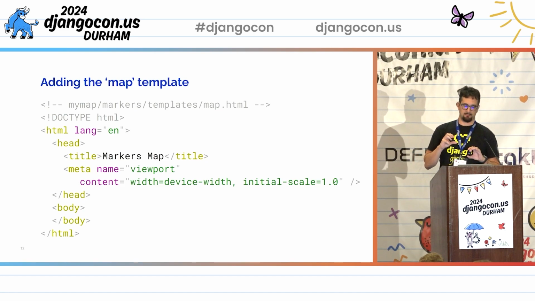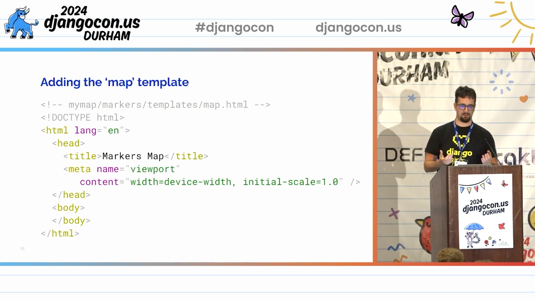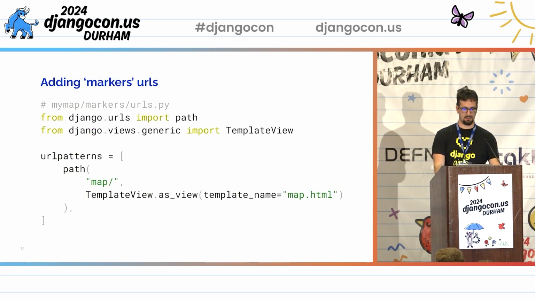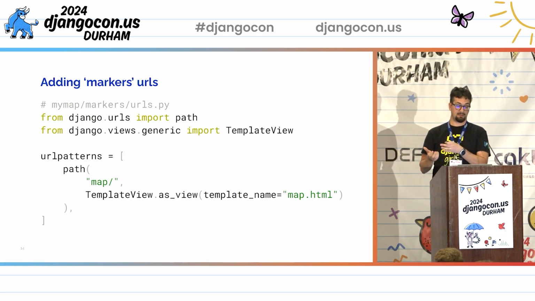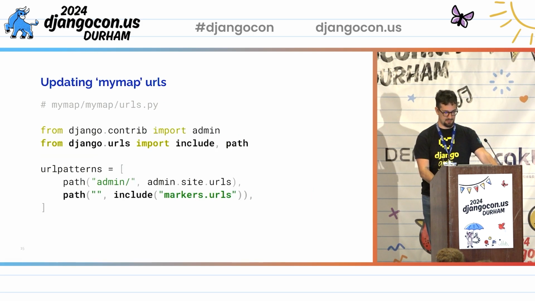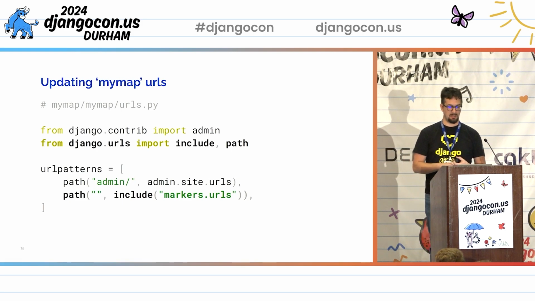We create a template file in a templates directory, and we add only the usual boilerplate, a title in the head, but an empty body content that we'll fill in a bit. To show our template, we create a new URL file in the markers app. We add our path and a template view which uses our template file. And the last step is to include the URL file in the one of the project.